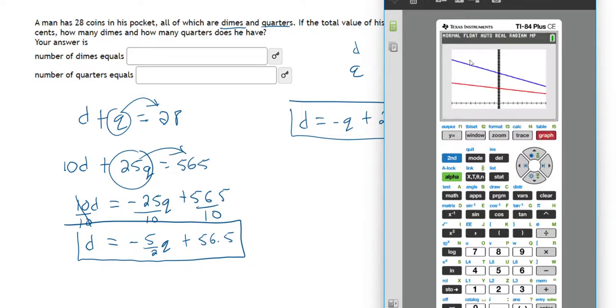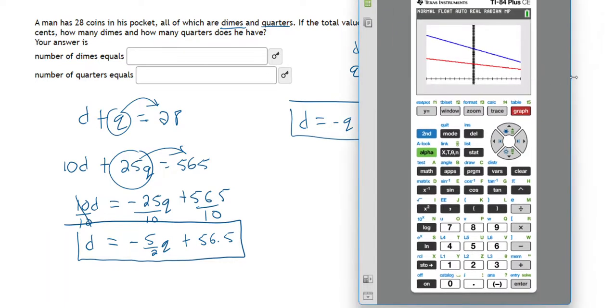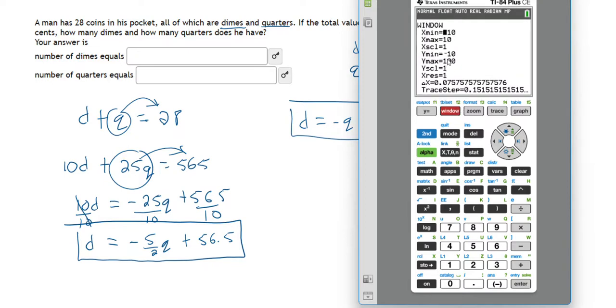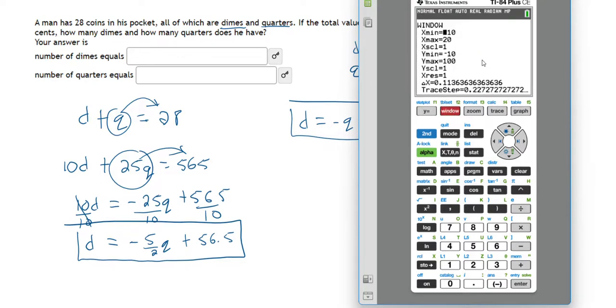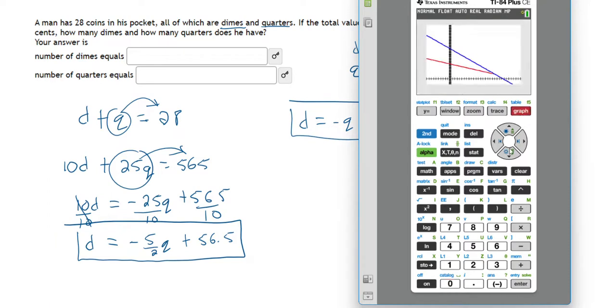All right, so now you get a bit of a picture, right? And you can see these guys are going to cross over here somewhere. So I need to see further to the right. So I'm going to hit window again. And I'm going to change my X max this time. It looked like if I went twice as far, I should be pretty good. So let's try 20. Well, maybe a little more. Okay, let's try 30. There you go. Good enough. We can see where they cross, right? That's the important part. All right, so from there, we want to hit the calculate button.